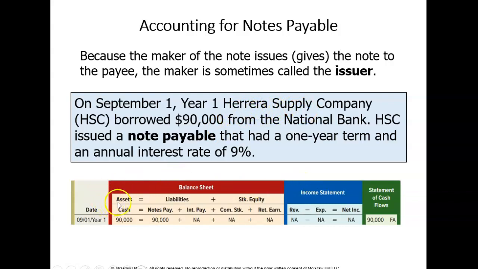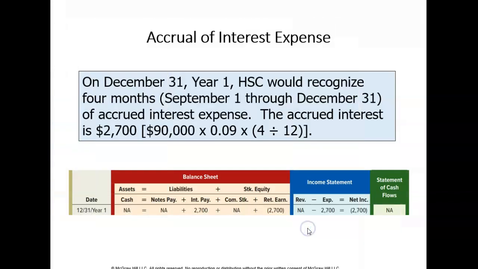So this would be the balance sheet for the issuer, which is the supply company. Their cash increased by 90,000. That's an asset. Their notes payable increased by 90,000 because they now have debt. On the statement of cash flow, there's an increase in cash for 90,000 shown as a financing activity.